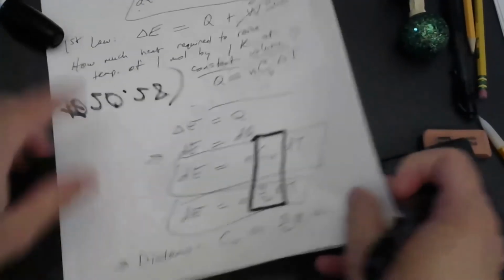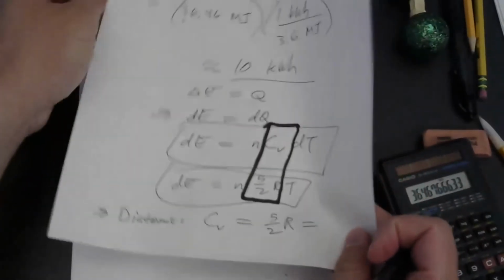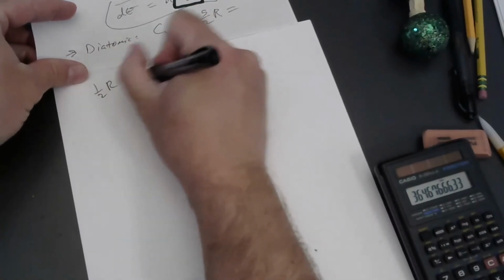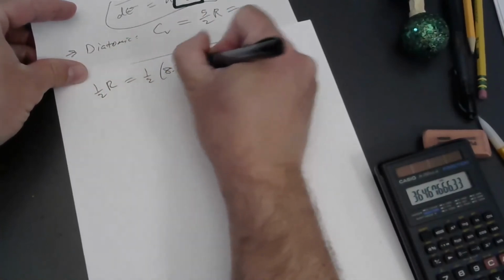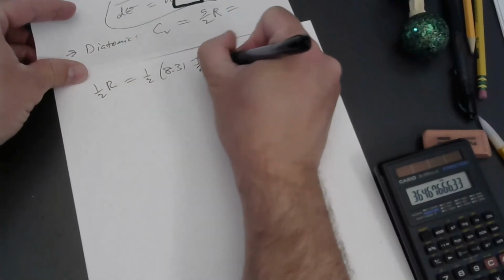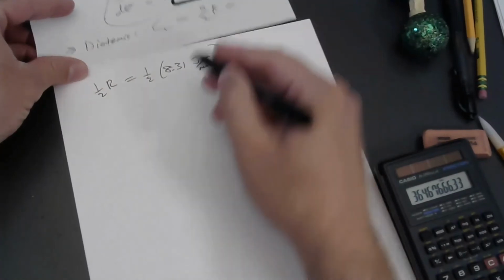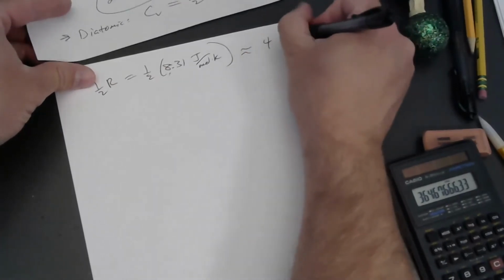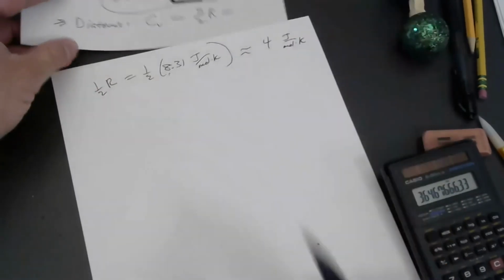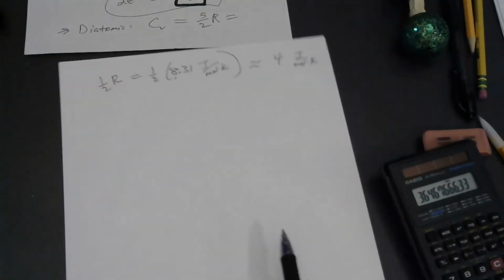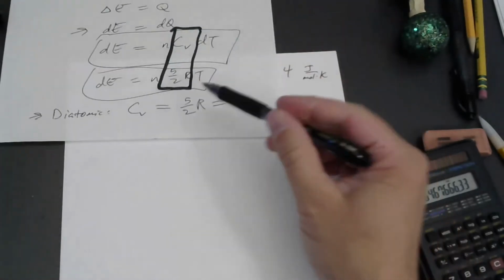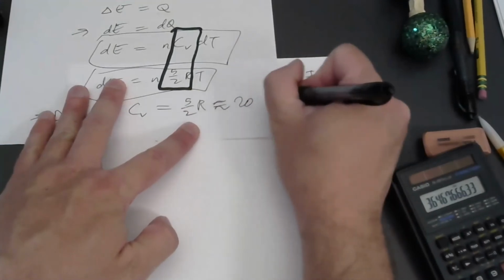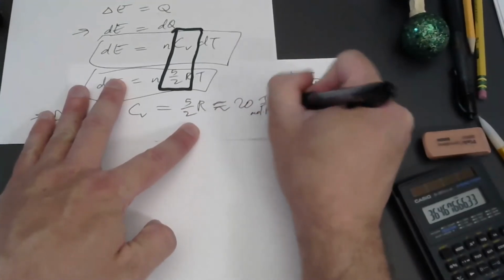Now, here's something that I find helpful. I just memorized that 1/2 R, well, that's 1/2 of 8.31 joules per mole Kelvin. That's roughly 8, right? 8 divided by 2. This is very approximately 4. So I have that memorized. Half R is about 4. And that means 5 times half R would be about 20. I'm going to say very roughly 20 joules per mole per Kelvin.